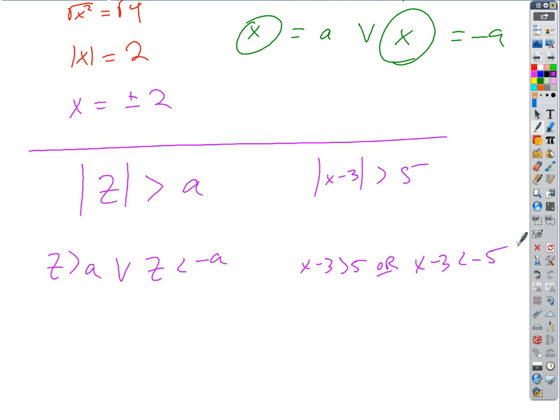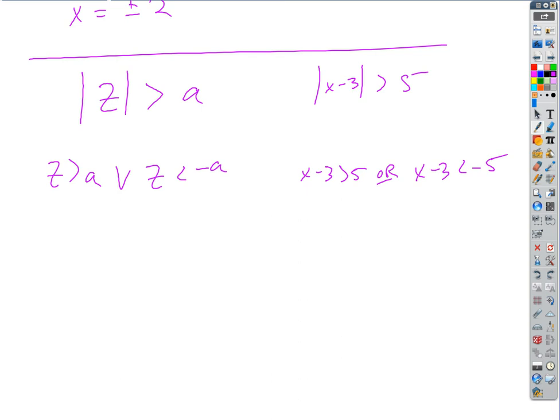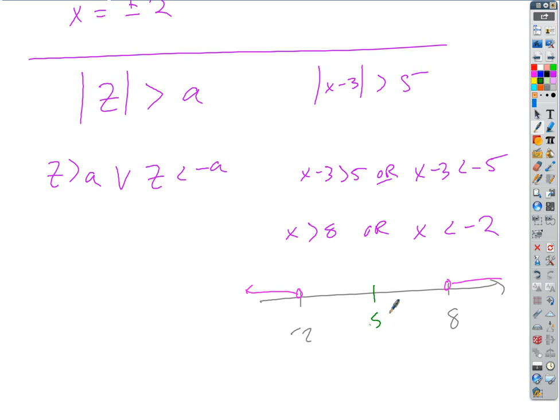I want to draw your attention to a relationship here that you probably haven't talked about a lot since maybe early Algebra 2. If we solve this, we get the answer x is greater than 8, or x is less than, what, negative 2? Okay, let's graph this. So here's positive 8, here's negative 2. Everybody agree? Where's the center of that distribution? What do you know? The center is at 5.